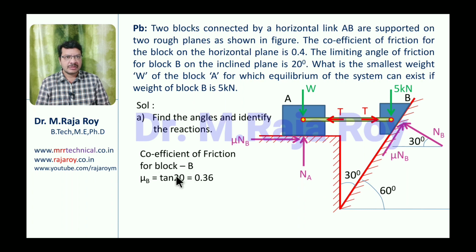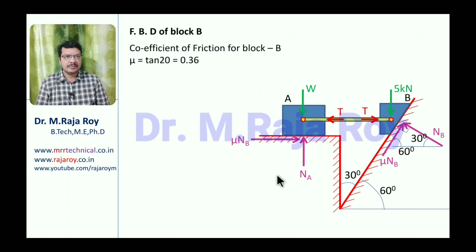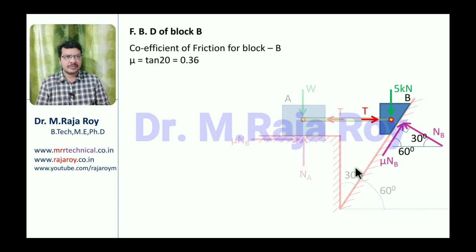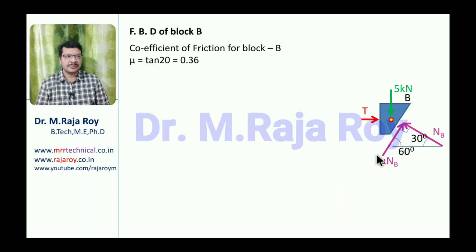Next, find the coefficient of friction for block B, that is mu = tan 20, that is 0.36. Now draw the free body diagram for block B. Just remove all these supports and show only the forces and actions acting on block B. That means this 5 kilonewton in the downward direction, NB at 30 degrees angle, mu NB at 60 degrees angle, and T in the horizontal direction. These forces we have to show like this. Remove all the remaining supports.